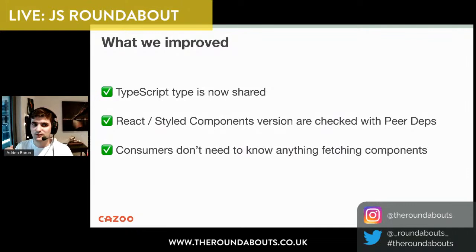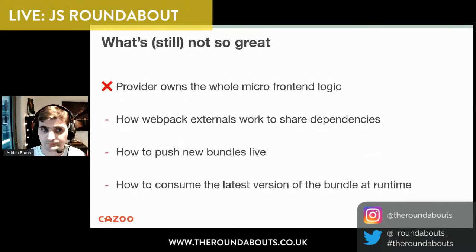Cool. So now what we have improved with this, the TypeScript type is now shared. Only the provider defines the type and then shares it through an npm package. React and styled-components versions are checked with peer dependencies. So even npm 7 throws an error if peer dependencies are not compatible. And consumers don't need to know anything about fetching the component. They just have an async method they can use in React Lazy that returns the component for them.